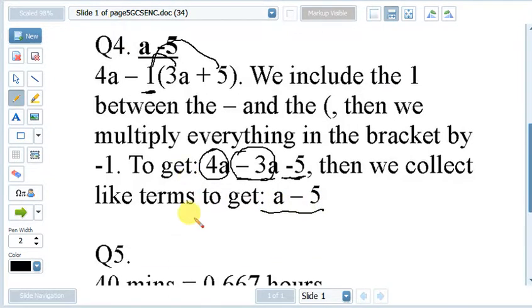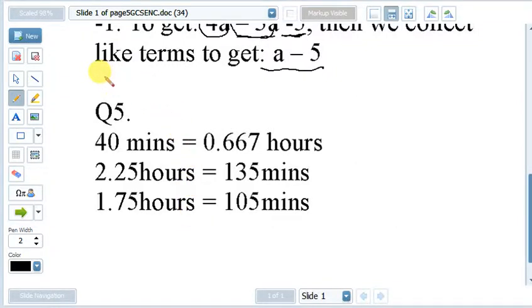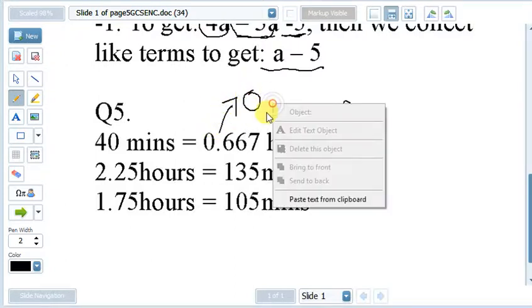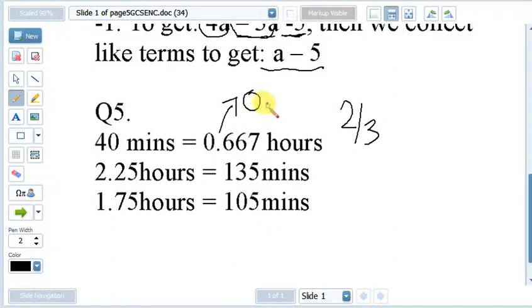Question 5. So question 5 was, if we had 30 minutes, what would that be in hours? And 30 minutes is half an hour, and it's 0.5. Next one, 40 minutes into hours. Now 40 minutes is 2/3 of an hour, and 2/3 written as a decimal is 0.666666, but we round the last 6 off to a 7. So anything like 0.667 or 0.6667 is absolutely fine. So 40 minutes is 0.667 hours.